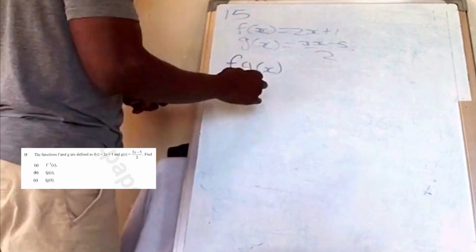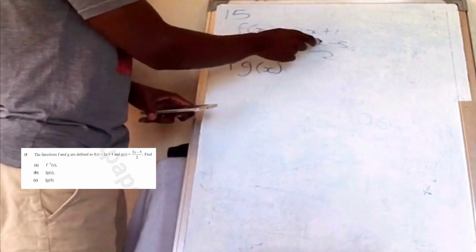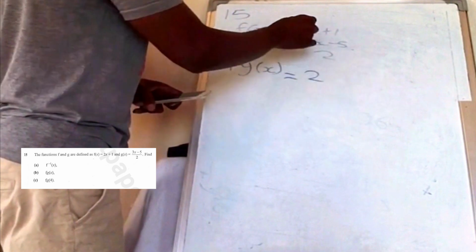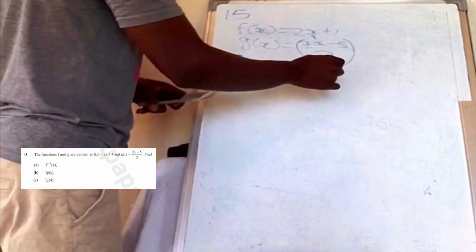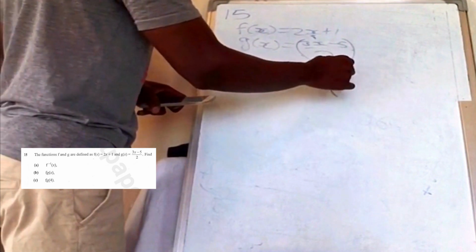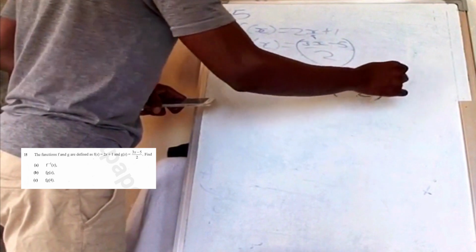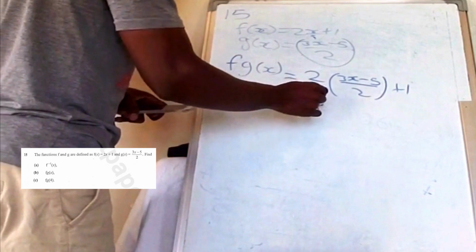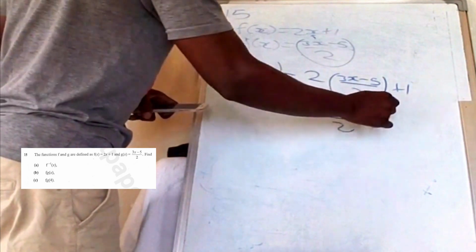So in f of x, we've got 2x plus 1. Wherever there is x, we're going to put (3x minus 5) over 2. So this is equal to 2, where there is x, we replace with all of this. We're going to have 2 open brackets, (3x minus 5) over 2, close brackets, plus 1. We simplify that, we get (6x minus 10) over 2 plus 1.